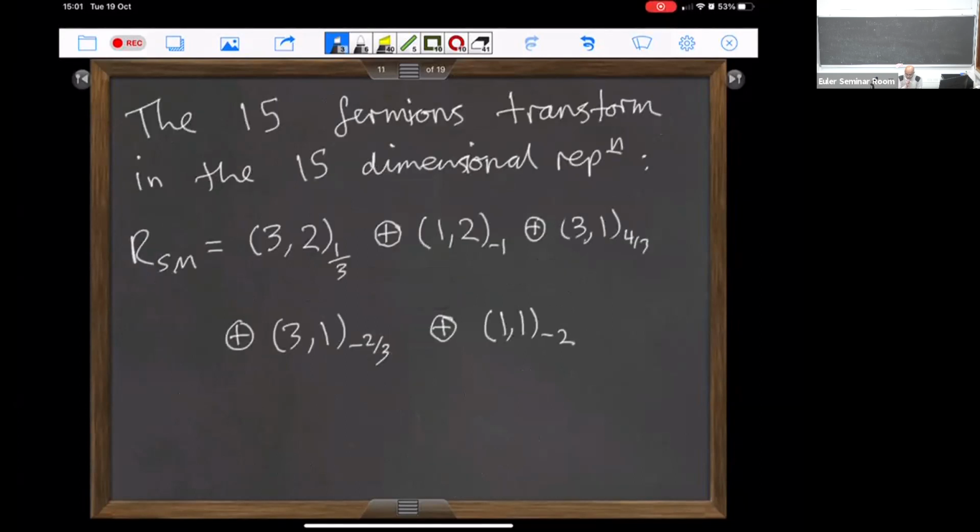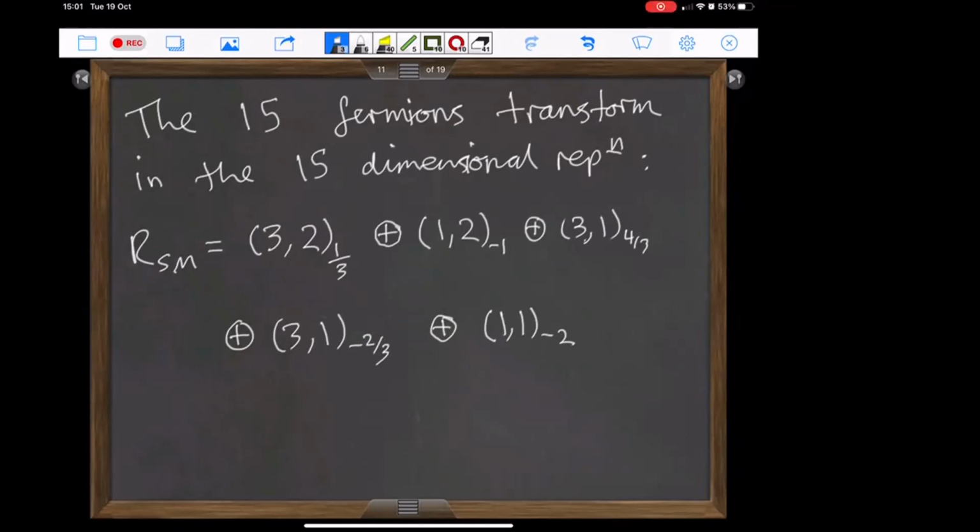So this is the representation that the 15 fermions of a given family transform under. It's the sum of 5 irreducible representations.